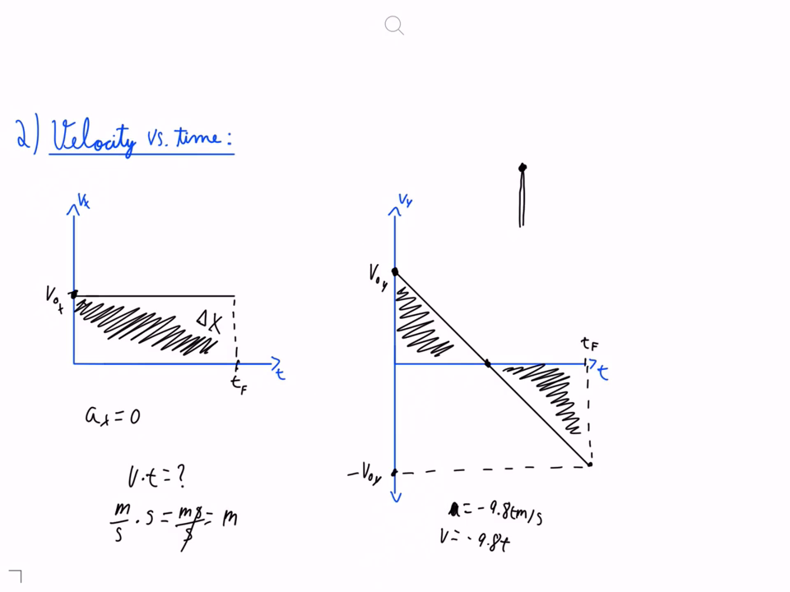And here you would also get displacement in the y direction, but since this area is going to be a positive delta y, and this is going to be a negative delta y, and they're equal but opposite, they will cancel out. Therefore the displacement here will be 0, and that is consistent with what we see in projectile motion in real life and everywhere.